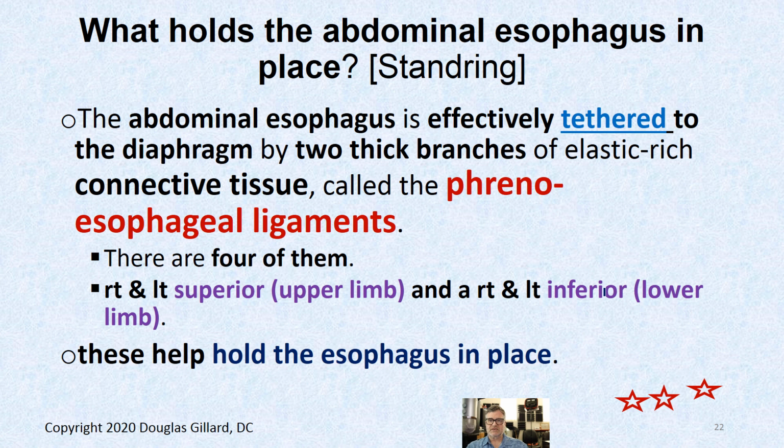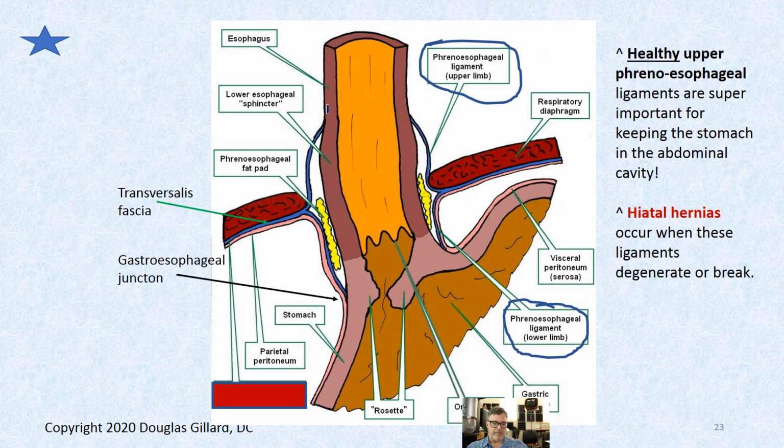What holds the esophagus in place? How come we can't slide the esophagus up into the thoracic cavity? Well, we can, and that's called a hiatal hernia, and that's a problem. But normally, people don't. That doesn't occur because there are some very strong ligaments that run between the diaphragm and the esophagus. Therefore, they're called phreno. That's the Latin word for diaphragm, and esophagus is esophagus. So phreno-esophageal ligaments are very important. Let's take a look at them.